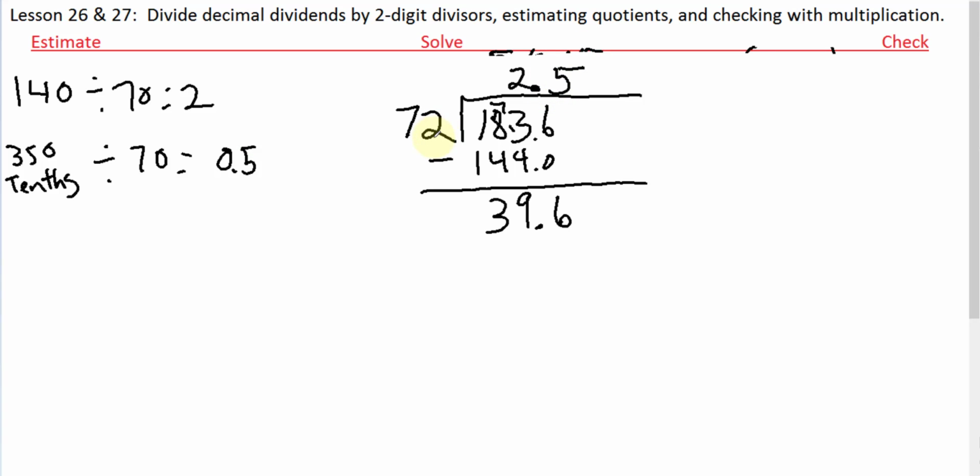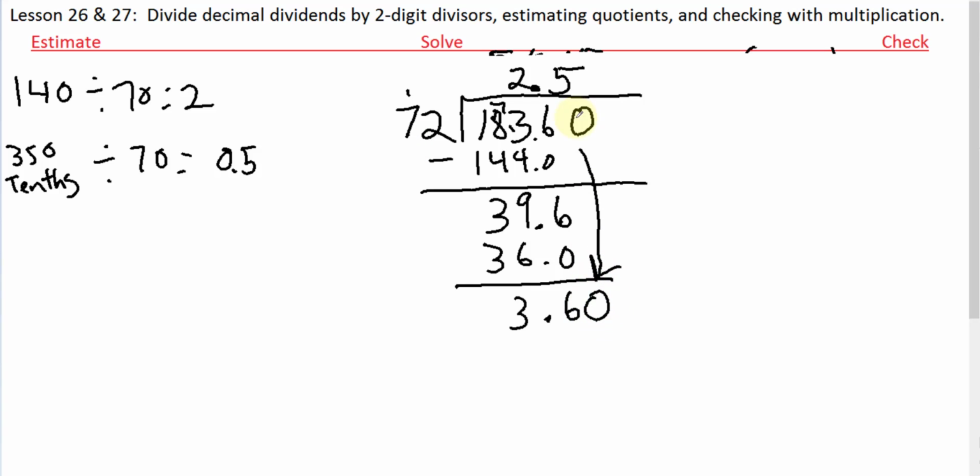5 times 2 is 10. And 5 times 7 is 35, and 1 is 36. So we then subtract, and we have 6 and 3. So we now are left with 3 and 6 tenths. So I could try renaming this in tenths, 36 tenths. 36 tenths still does not divide equally. And so what I could then do is rename this in hundredths. And even though I don't have anything in the hundredths place, I can add that 0 because it doesn't change the value of the number.